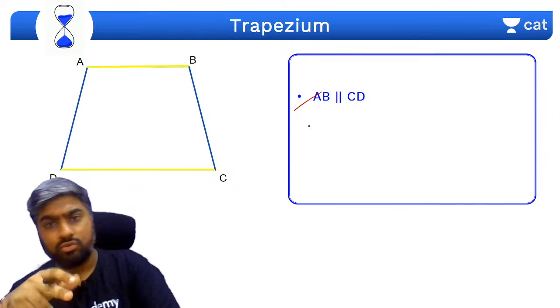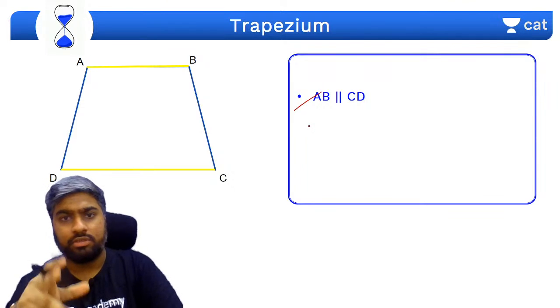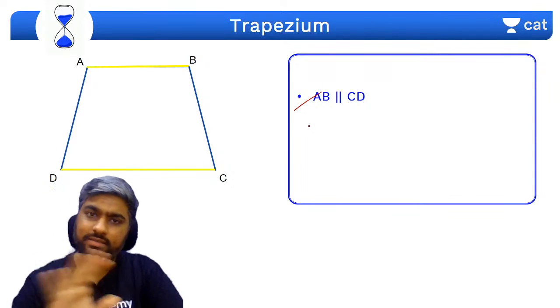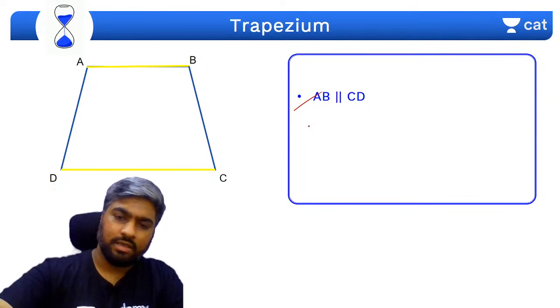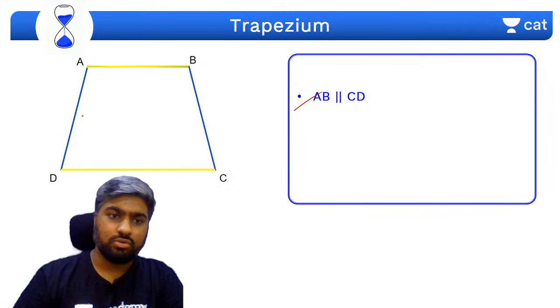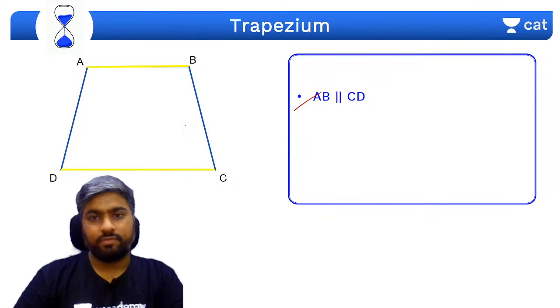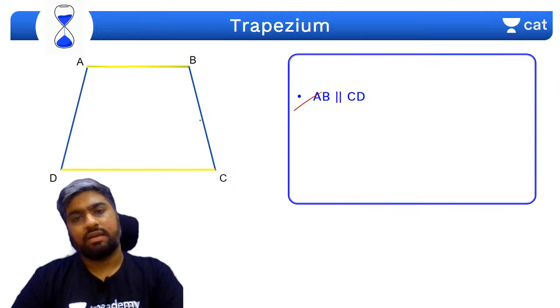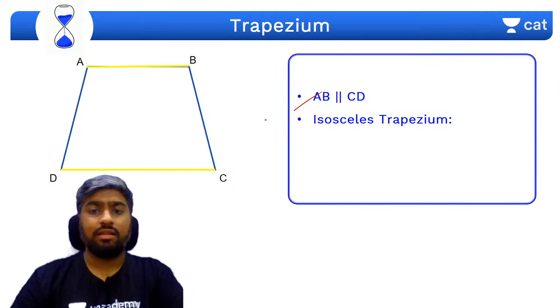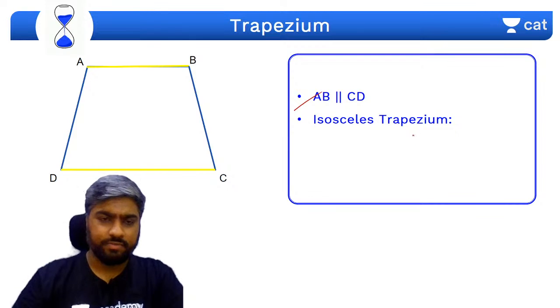So if any two opposing sides are parallel, it's definitely a trapezium. Yes. The other two, AD, BC, we don't know. Whether we know or not, it's definitely a trapezium. And there is something called an isosceles trapezium.